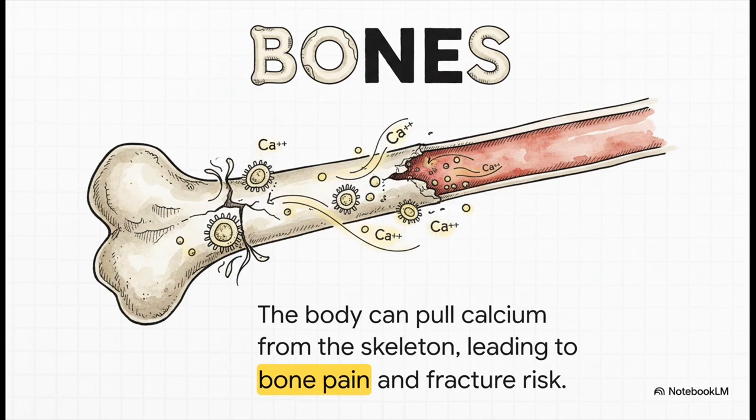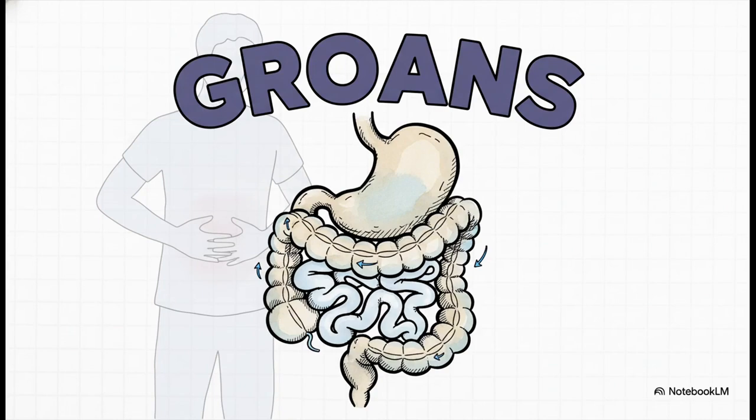Next, we have bones. Now, where do you think all that extra calcium is coming from? A lot of the time, the body is literally pulling it out of the skeleton, which can lead to bone pain and even fractures down the line. Groans. This covers all the belly problems. You see, high calcium slows everything down in the gut. It puts the brakes on motility, leading to that constipation and abdominal pain our patient was feeling.